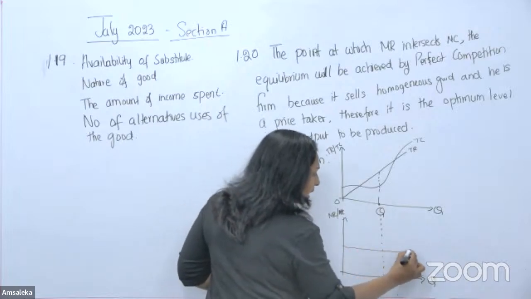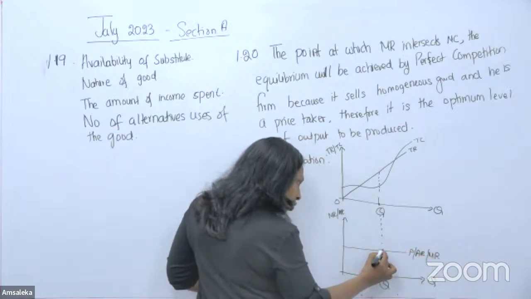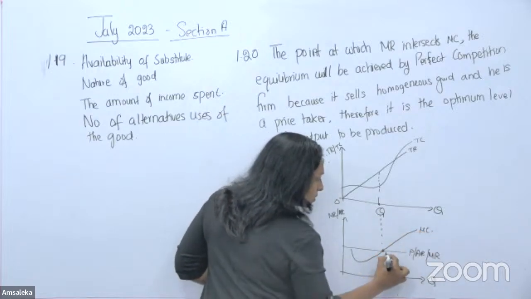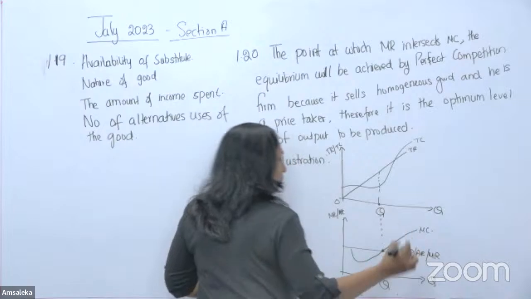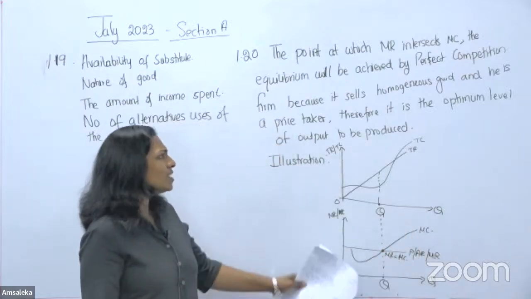And the dotted line, please ensure the same, because we do not take any measurement, right? So there's the linear line where P equals AR equals MR. And through this point, ensure the MC curve is drawn like this. So where MR equals MC, the equilibrium point is achieved. Likewise, you can write.